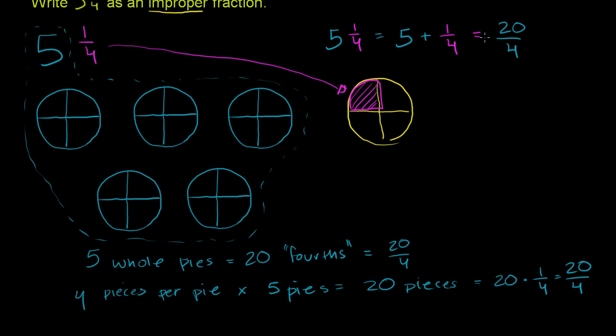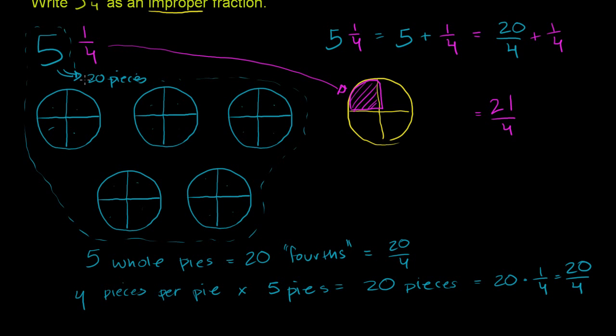And then this plus 1/4 is the same thing as plus 1/4. So if I have 20 fourths and I add one more fourth to it, how many fourths do I have? Well, I have 21 fourths. Or another way of thinking about it, that right there is 20 pieces of pie. And you can even count it: 1, 2, 3, 4, 5, 6, 7, 8, 9, 10, 11, 12, 13, 14, 15, 16, 17, 18, 19, 20.